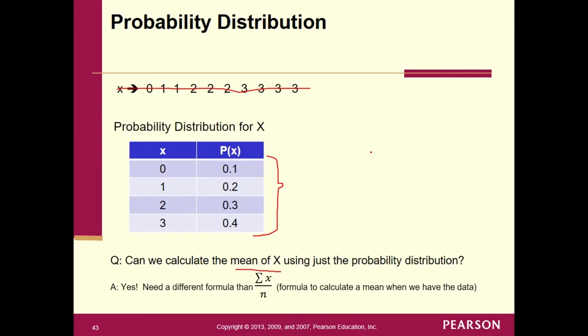However, I have to stress this. Please pay attention to this line right here. You need a different formula than the summation of x divided by n. That will not work. I have to deprogram you a little bit. Ever since you've learned how to calculate an average, a mean, you've always used the same formula. You know why? Because you were always given the data.